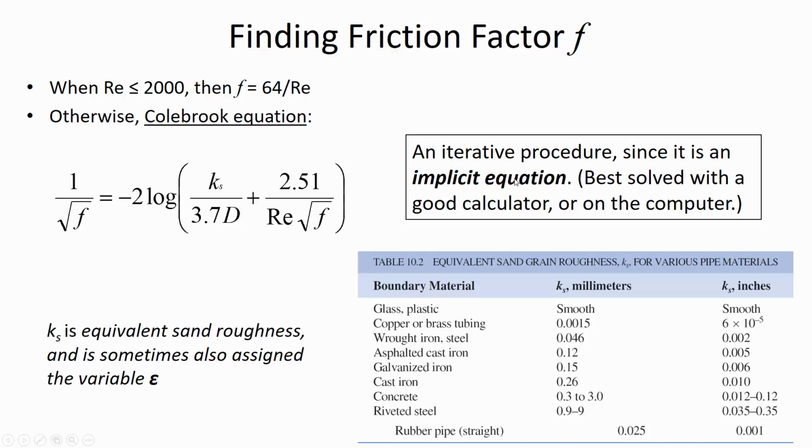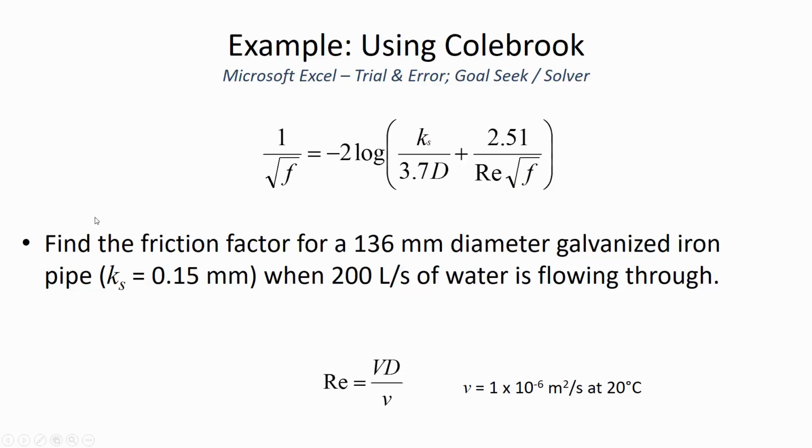And so here's a table of K sub S values, and your book has one similar to this for a variety of different material types. But really, the tricky thing is that the f value is on both sides of the equation. So let's just use as an illustration that we have a pipe diameter of 136 millimeters. It's galvanized iron, and galvanized iron gives us this equivalent sand roughness. And we have a flow of 200 liters per second going through the pipe. So we want to find the friction factor that we're going to use.